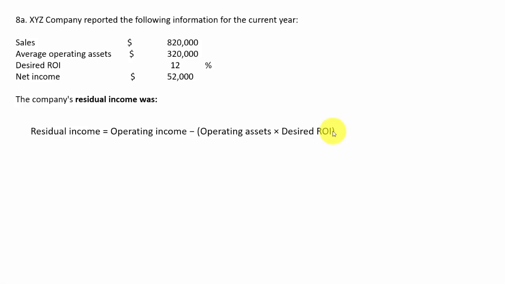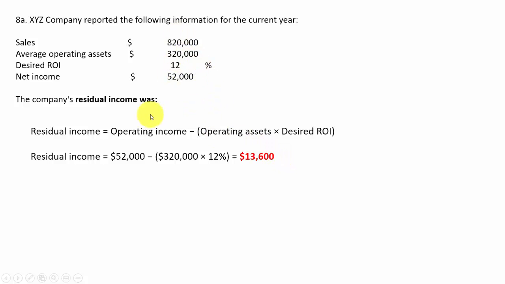So we'll fill in what we know. We know that operating income was $52,000. Operating assets were $320,000, and then we know that desired return on investment is 12%, and if we took 320 times 12%, I don't have it listed up here, but that's $38,400. So 52,000 minus 38,400 should equal our residual income of $13,600.